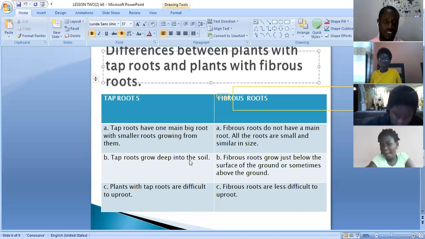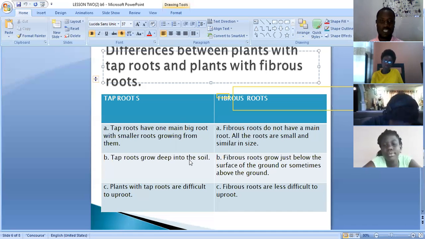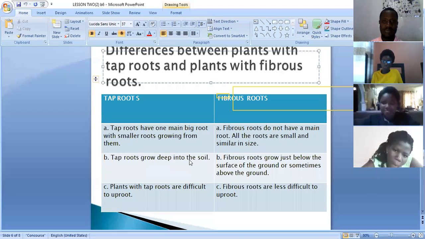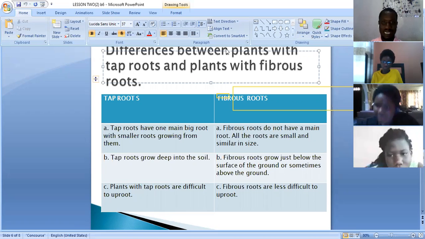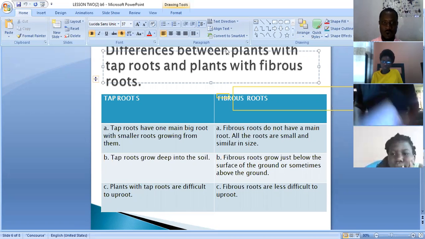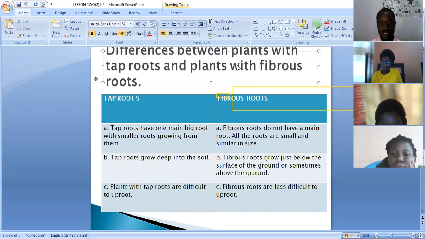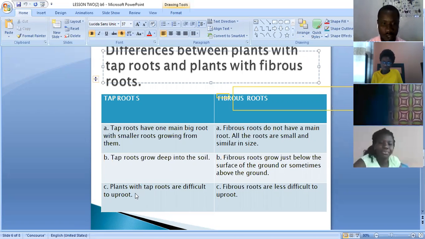In this system of farming, the plant that has deep roots, like the tap roots, should be followed by a plant that has what? A fibrous root, meaning that the deep-rooted plants will pick all the nutrients that go deep into the soil. And then those with the fibrous root will also equally pick those nutrients in the upper layer, which we call topsoil.